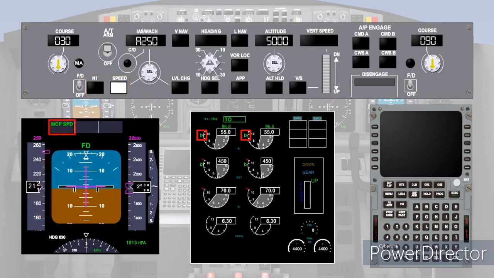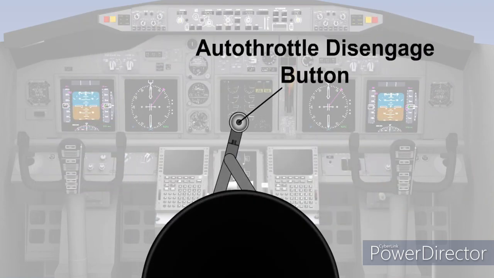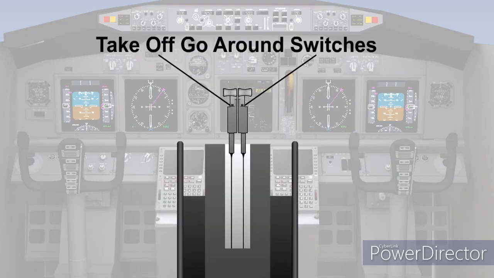The engaged mode will be shown in green on the flight mode annunciator. The autothrottle is disengaged by pressing a disengage button on the outer part of the throttle levers. There may also be take-off go-around switches on the throttle levers, which will cause the autothrottle to engage in take-off or go-around mode when pressed. On the ground, take-off thrust will be the target, and during the approach, go-around thrust will be the target.